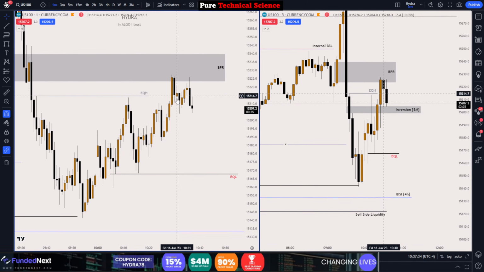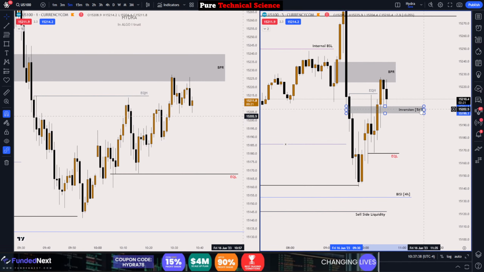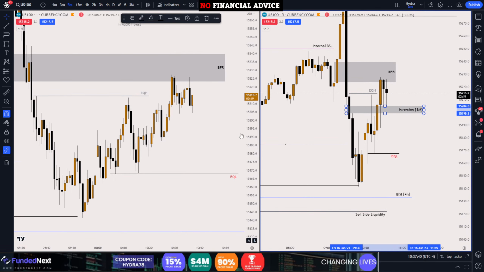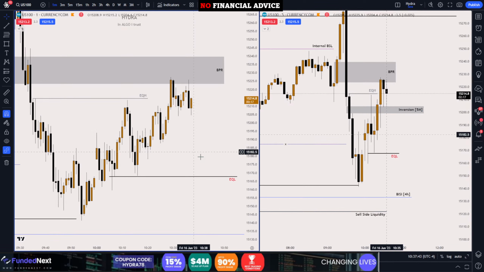So this down close candle will work as a mitigation block once price closes a candle body below this 5-minute inversion. We are still not inside of our macro, so even if price closes a candle body below this inversion, I will not take this trade.